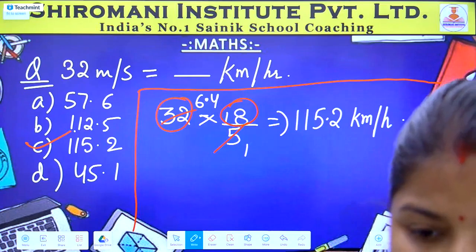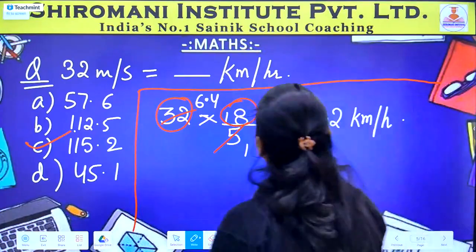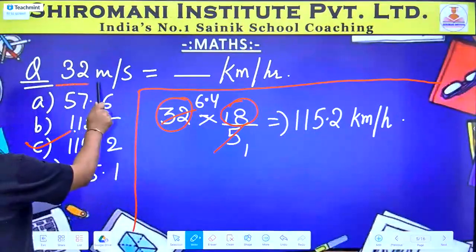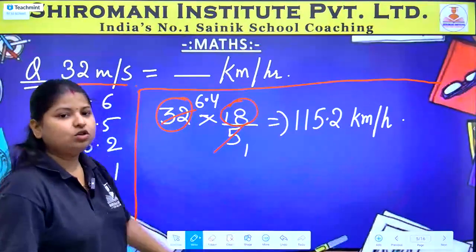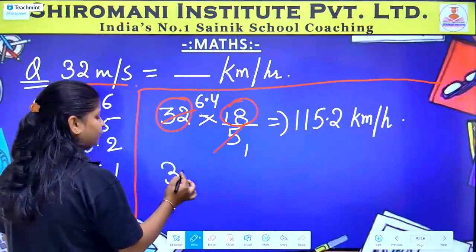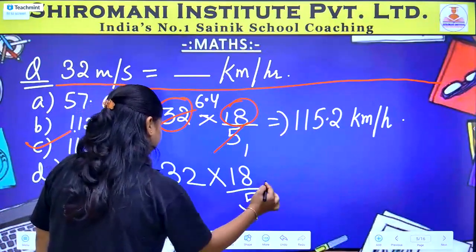Ma'am, can you explain once again? Okay, I'm explaining this again. You can lower down your hand, everyone. See, 32 meters per second, you have to convert to kilometers per hour. So what you have to do? 32 into 18 by 5.